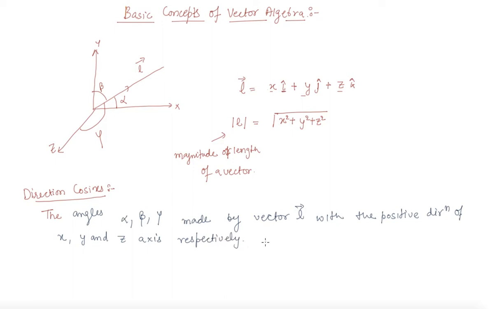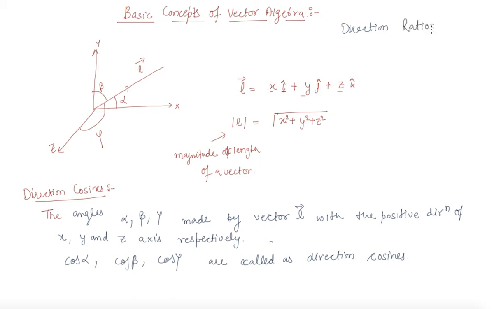Okay, so these are called direction angles, and the cosine of alpha, cosine of beta, and cosine of gamma are called direction cosines. Okay, so now I hope that you guys are pretty clear about what is direction cosine. Okay, and there is one more term named direction ratios.